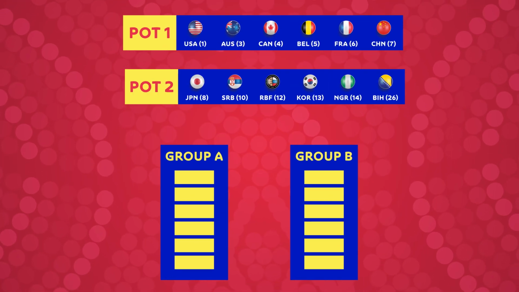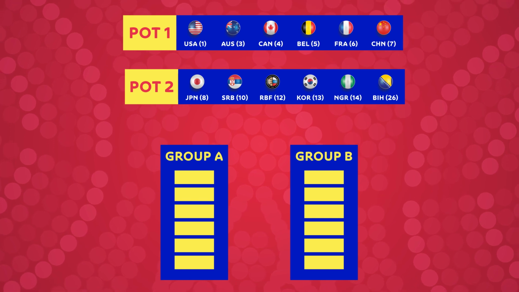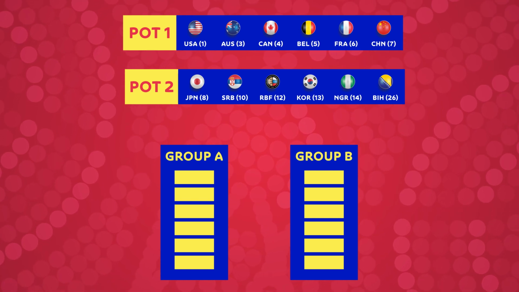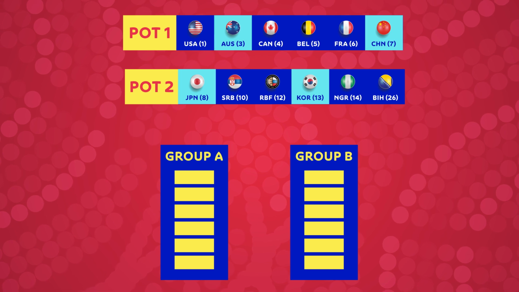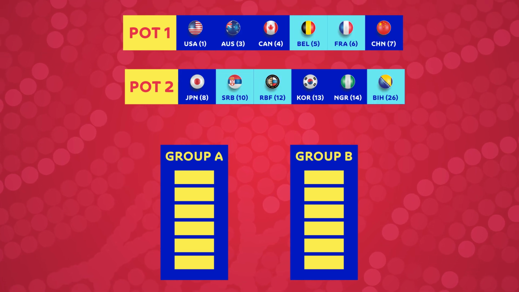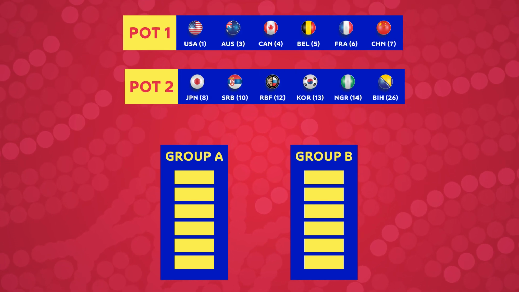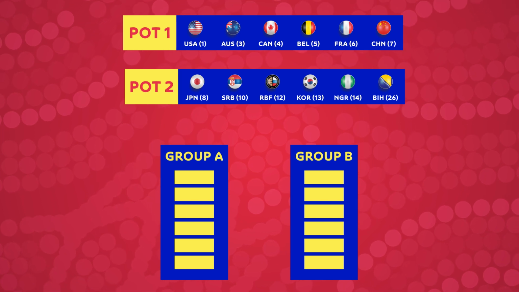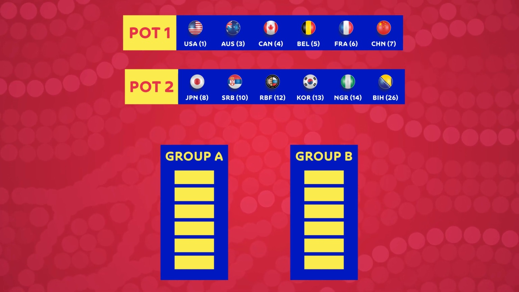In Pot 2, in order to preserve geographical balance, the 2 groups will not be allowed to have more than 2 teams from Asia or Oceania, or 3 teams from Europe. The draw will conclude when all the 12 teams are allocated to one of the 2 groups and given their respective group number.